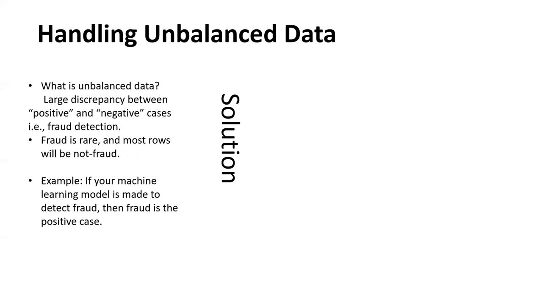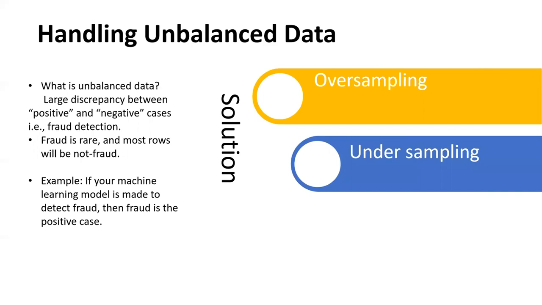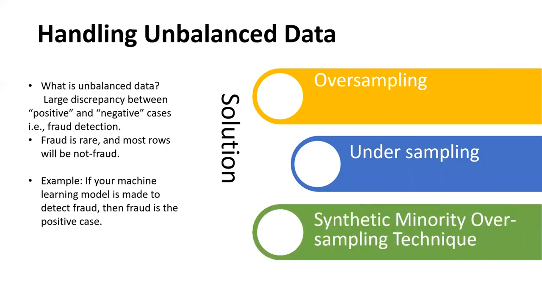The solution for this is oversampling. It is nothing but duplicating the samples from the minority class, and it can be done at random. Next is undersampling. Instead of creating more positive samples, we just remove the negative ones. Next is the synthetic minority oversampling technique. We artificially generate new samples of the minority class using the nearest neighbor. It is much better than oversampling and undersampling.